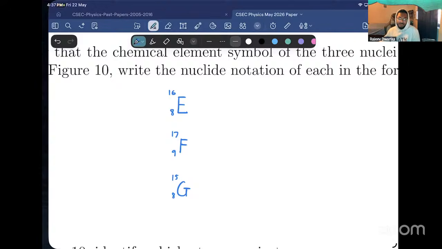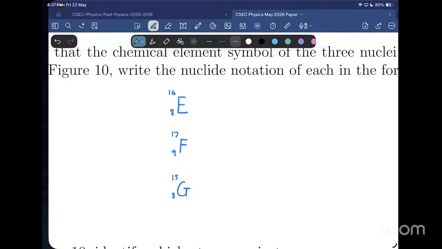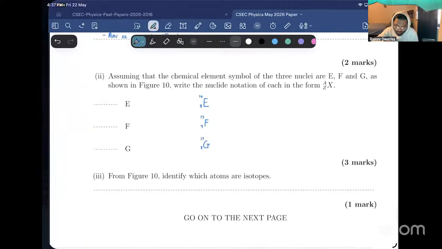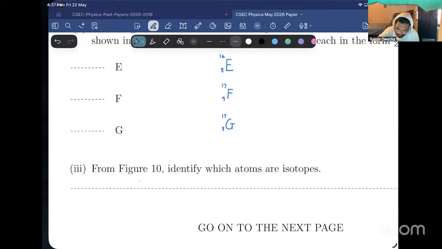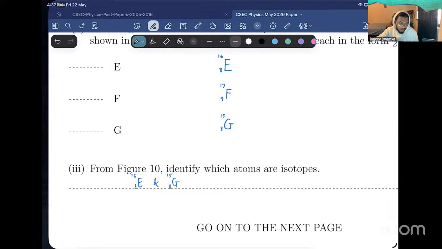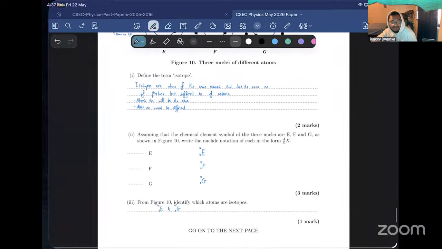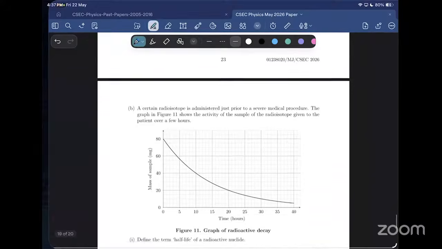So tell me fast, which ones are isotopes? E and G. E and G, because they have the same atomic number, which is the same number of protons. E and G. I'll get that mark, right? Yes, sir. All right.